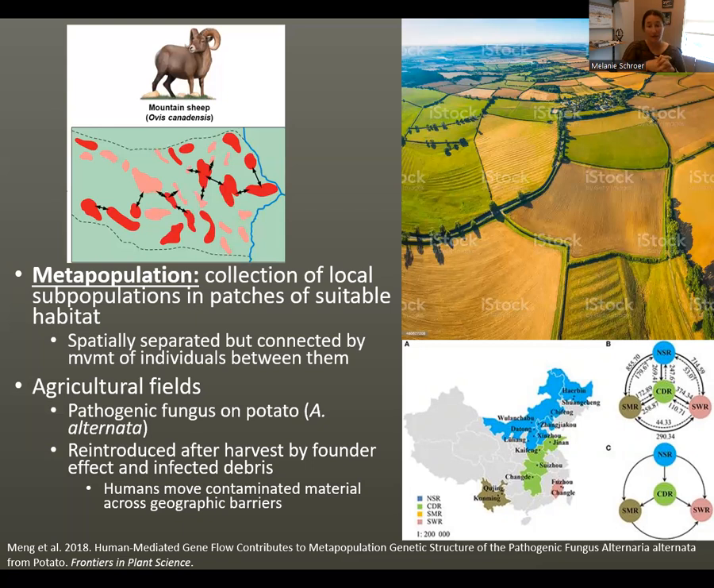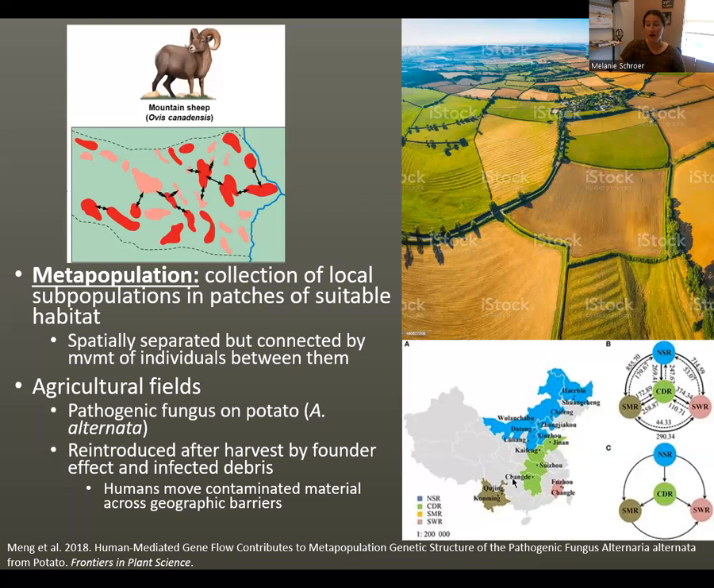A study of a pathogenic fungus on potato in China revealed just how much gene flow there was between metapopulations in different parts of the country. And so what we see here is the map of China. We have relatively isolated populations of this fungus in this part of China here in blue, another part in green, another in blue and pink. And between some of these different populations, there is a considerable barrier to gene flow.